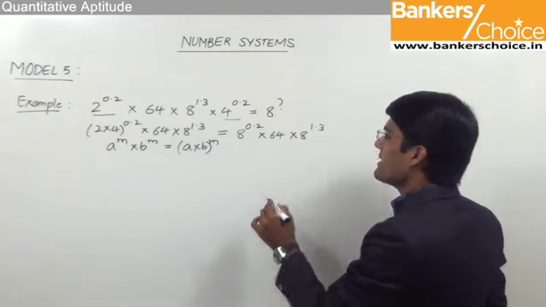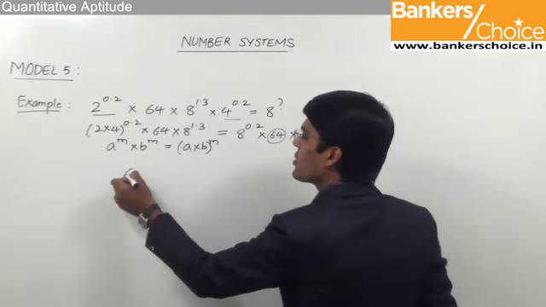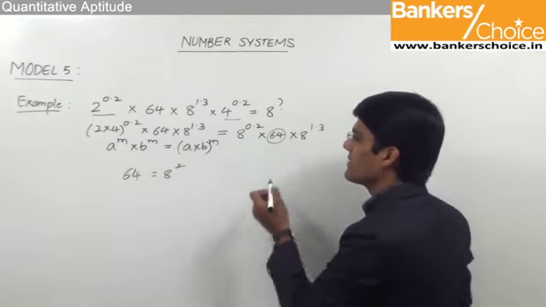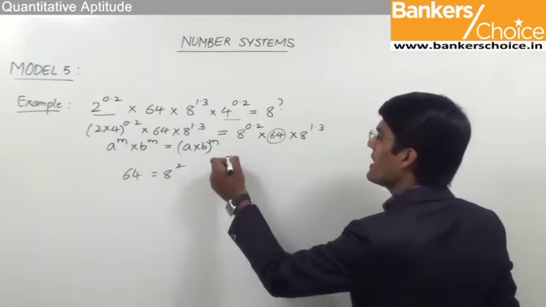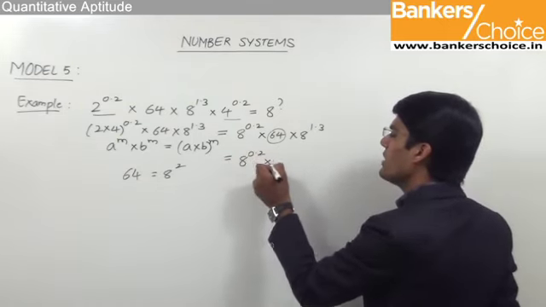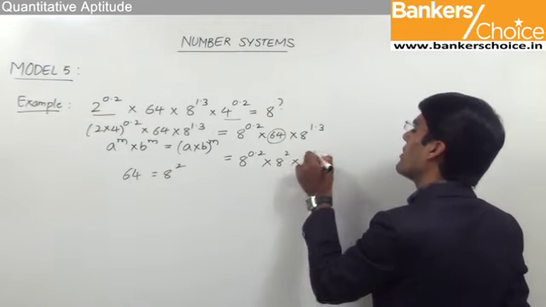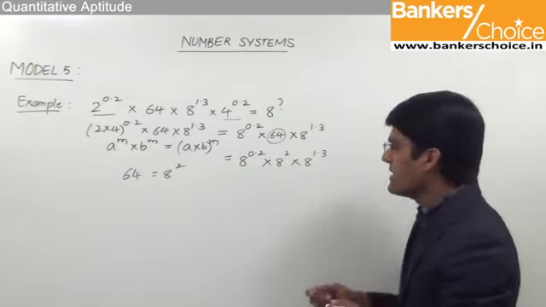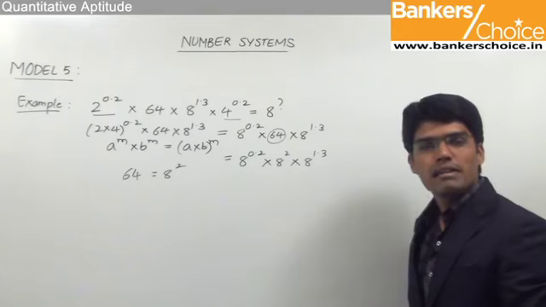The next step here is 64 is nothing but 8 squared. 64 is equal to 8 squared. So this can be replaced with 8 squared. So this becomes 8 power 0.2 into 8 squared into 8 power 1.3. Now we see that all the bases here are equal to 8.